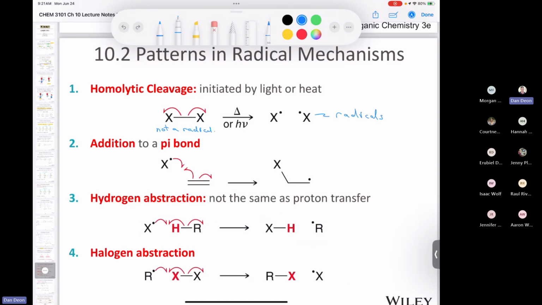Halogen abstraction is similar to the hydrogen abstraction. It's where a radical abstracts a halogen from a halogen molecule, whether it's chlorine or bromine. And we'll talk about why it's not iodine or fluorine later on. And we got 2 more.